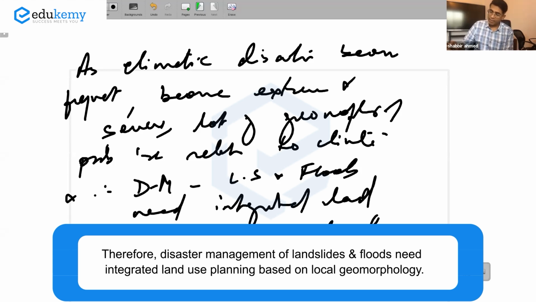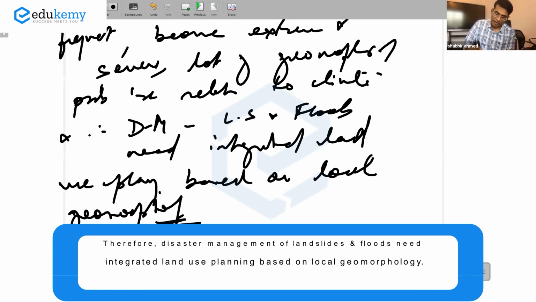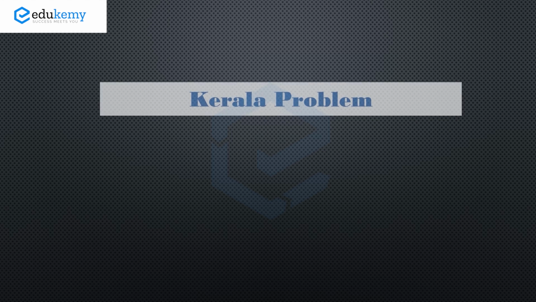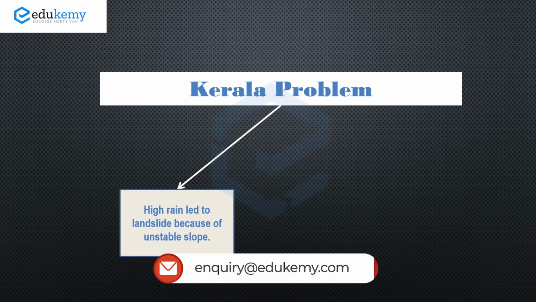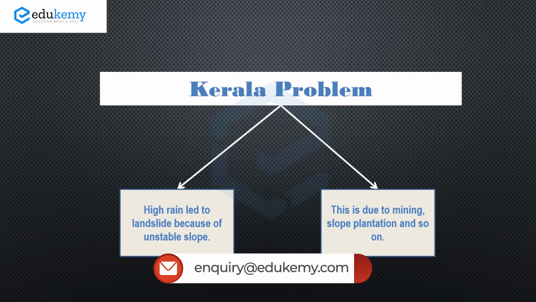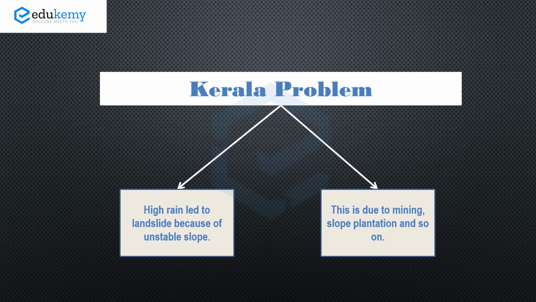So, in this example, you can talk about what happened in Kerala. The Kerala problem: very high rains, severe rains, and this led to landslides because of unstable slopes. The slopes were unstable because of mining, because of slope plantations, and so on. एक और example होगा आपका northern plains and floods.